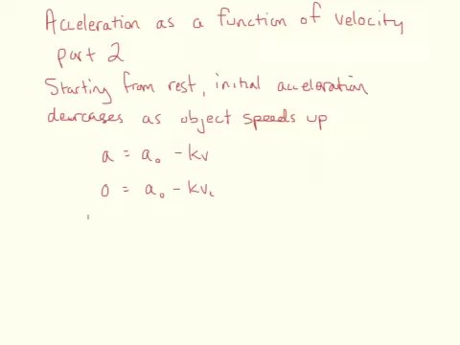And so k times the terminal velocity would equal a₀. And so the terminal velocity would actually end up being a₀ divided by k. And so we're not going to end up going any faster than that. But just like before, we can take this equation and we can turn it into a differential equation and solve for velocity as a function of time. So let's take a look at that.